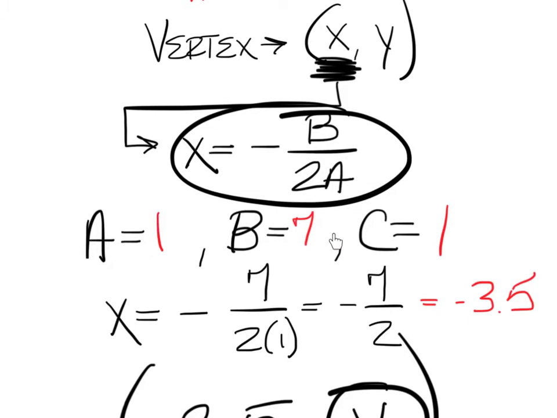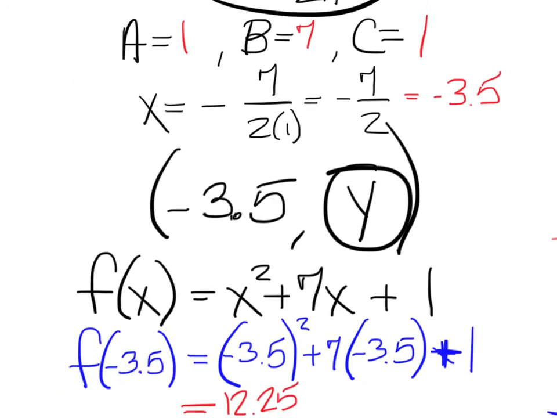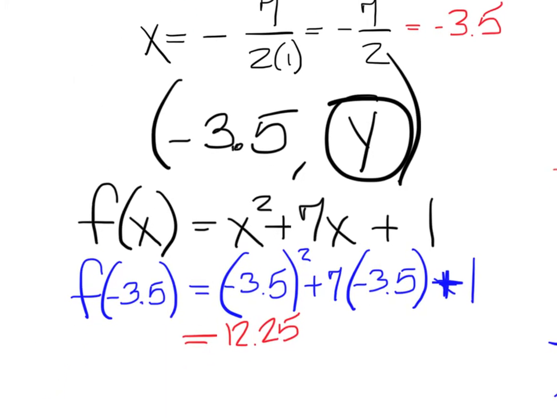We have 1, 7, and 1. So a is 1, b is 7. And we plug those in here for b and a. b is 7, a is 1. 7 over 2 times 1, and there's a negative sign out to the left. That's a negative 7 over 2, which is a negative 3.5. To find the y value, you have to insert the negative 3.5 in for x, everywhere you see x in your expression. We did that here.